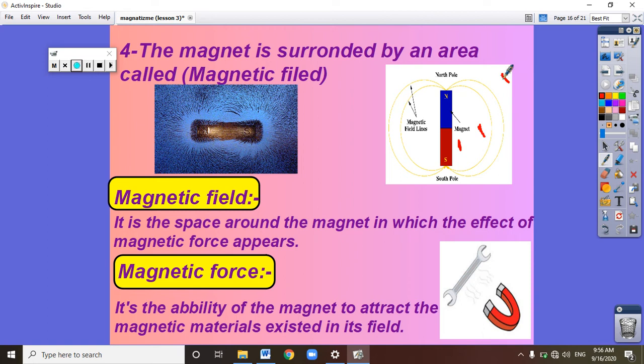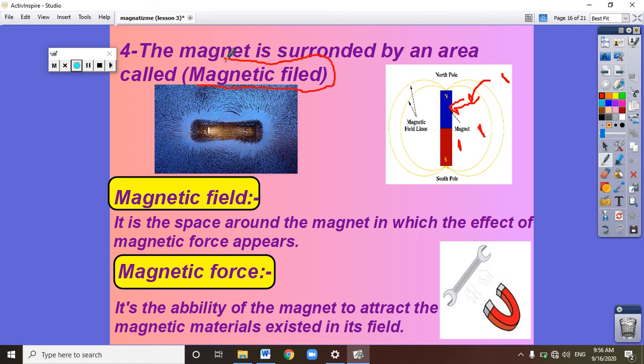If I put the nail here, will it be attracted to the magnet? No. Why? Because the force of the magnet has a field, has an area. If the magnetic material is inside the magnetic field, it will be attracted to the magnet. If it is outside the magnetic field, it will not be attracted. So the space around the magnet in which the magnet can attract the magnetic material is called a magnetic field.